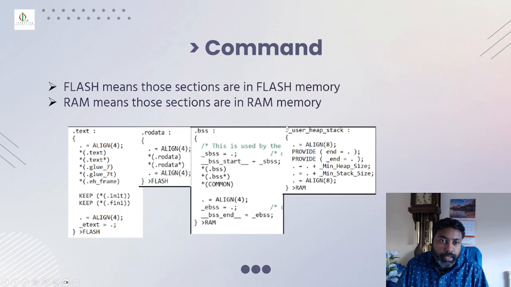And this is how I just explained. The flash means those sections are in flash, RAM means those sections are in RAM. So greater than flash, these sections live inside the flash. Greater than flash, these RO data live inside the flash. And if it is RAM, this .bss, the initialized and uninitialized global variables, they are all kept in .bss, block started by symbol section, and RAM of user heap lives in the RAM section. So this is the greater than symbol.